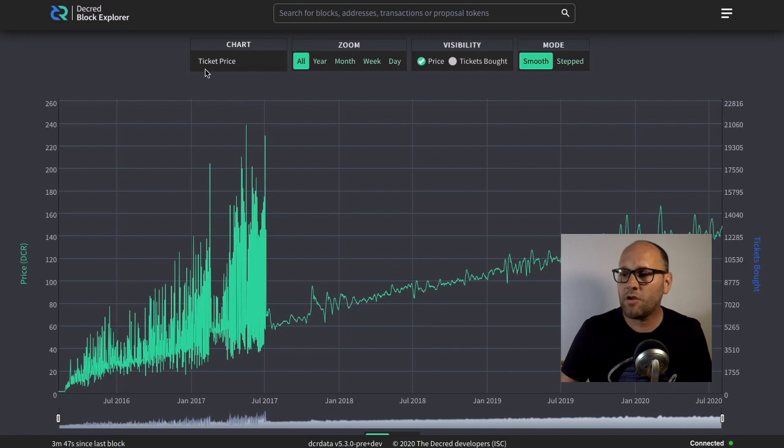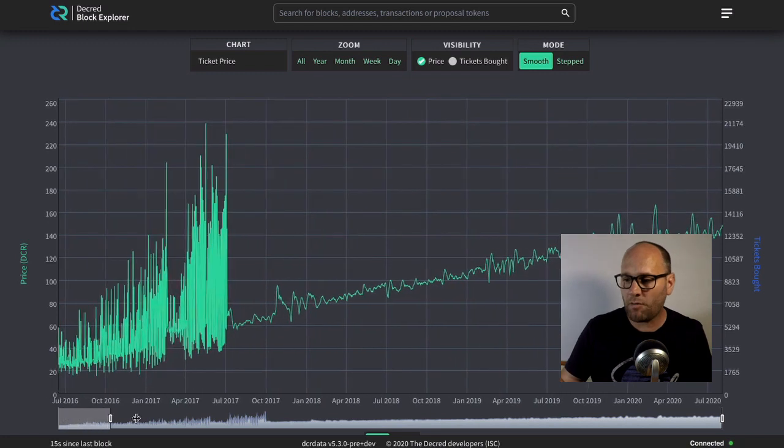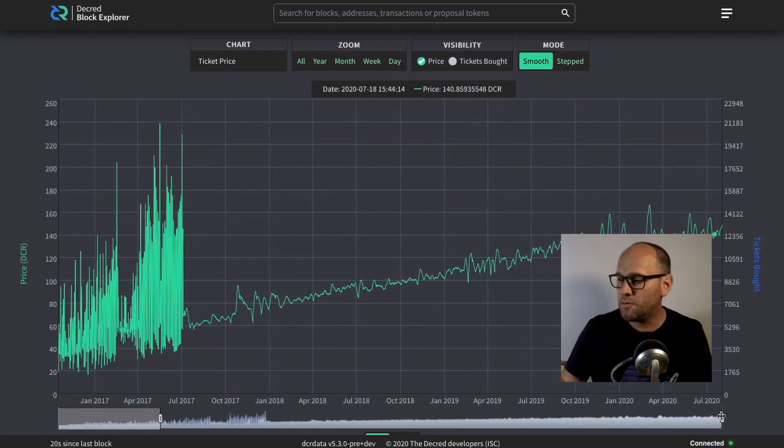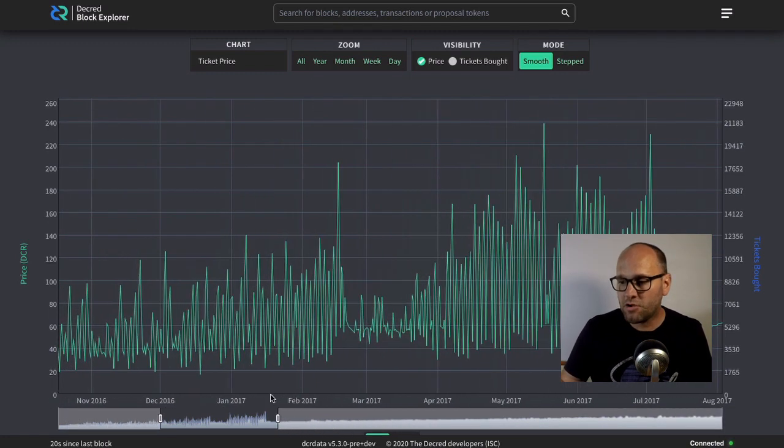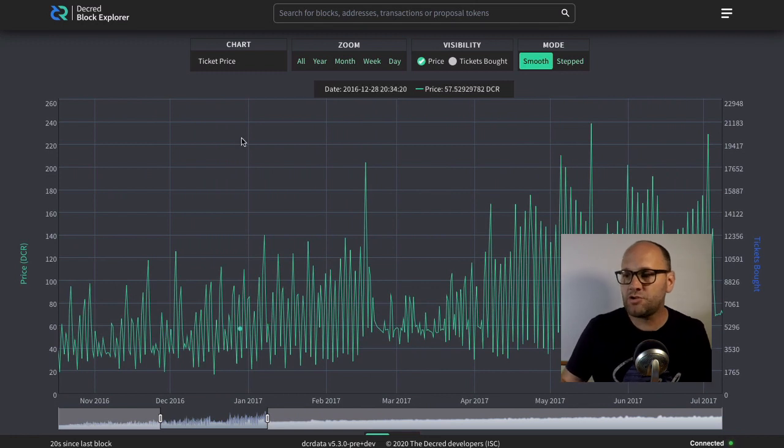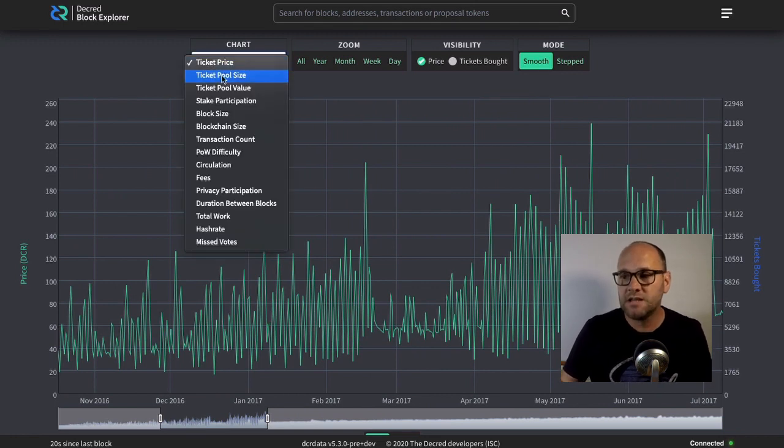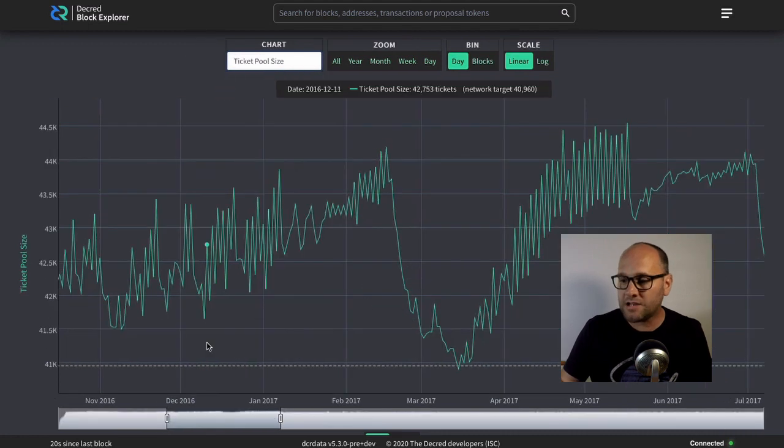So the first one we're looking at is the ticket price. This is the ticket price from the very first block all the way to the current block. If you just want to look at a date range, you can come down to the bottom here and you can zoom in to a particular date range. The good thing about this little scroll bar is if you change the charts, if you went to the ticket pool size chart, it would actually maintain that date range. So it's really good that you can analyze different pieces of information.